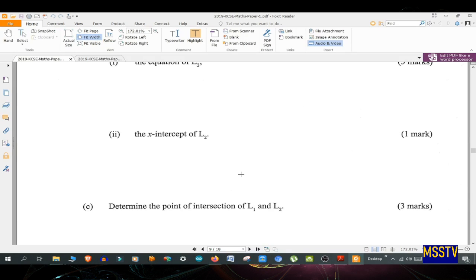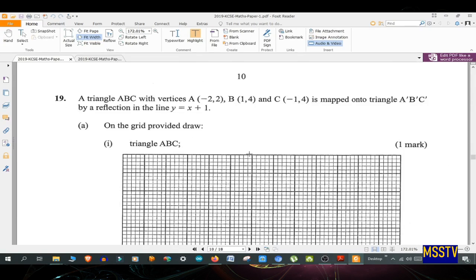A triangle ABC with vertices A(2, -2), B(1, 4), and C(-1, 4) is mapped onto triangle A'B'C' by a reflection in the line y equals x plus 1. So this is probably where you encounter the first Form 4 topic, probably the second time, matrices and transformation. We are coming to that. I should be doing that graph again much later. Congruency, so it's combined with the Form 2 topic.